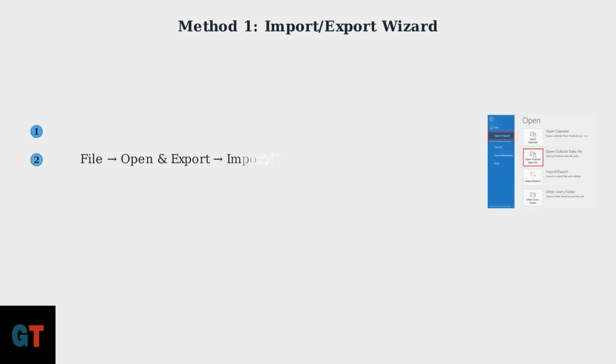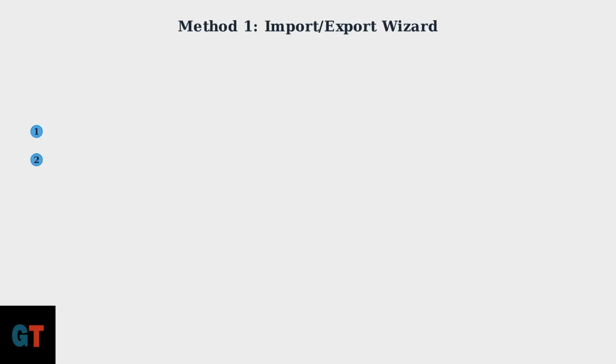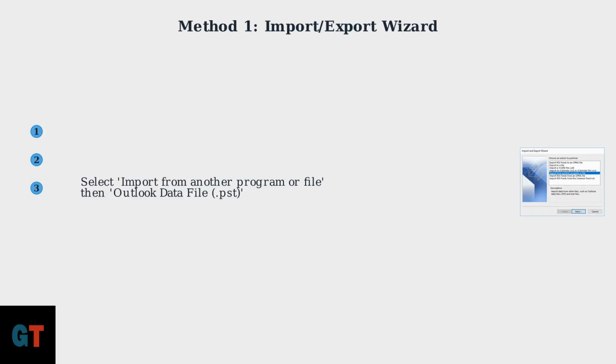Step 2. Click on File, then Open and Export, and finally Import-Export. This opens the Import and Export wizard. Step 3. In the Import and Export wizard, select Import from another program or file, then choose Outlook Data File .pst.